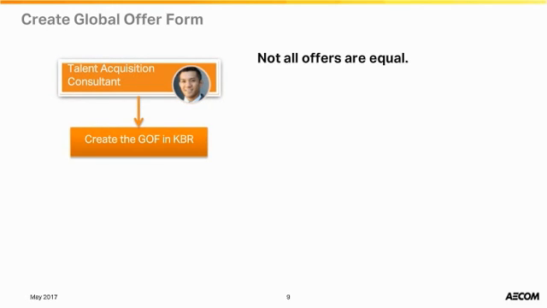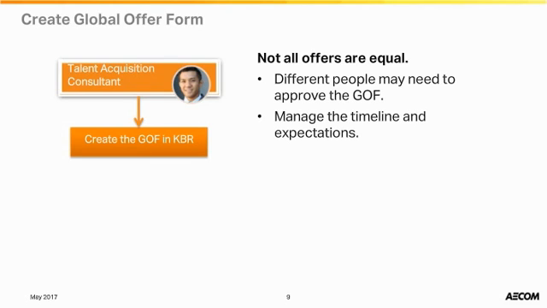The next step is creating the global offer form. The talent acquisition consultant will create the global offer form in Connexa Brass Ring. Not all offers are equal. Depending on the type of offer, different people may need to approve the global offer form, and this adds time to the process. Work with the talent acquisition consultant to manage the timeline and expectations of the candidate.